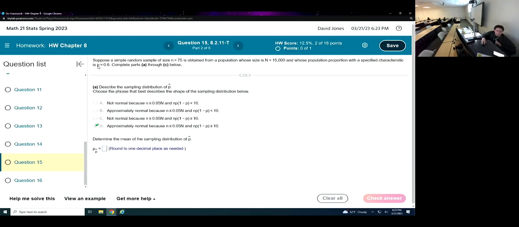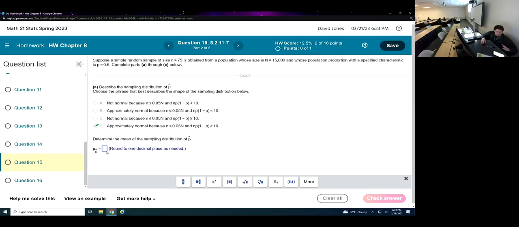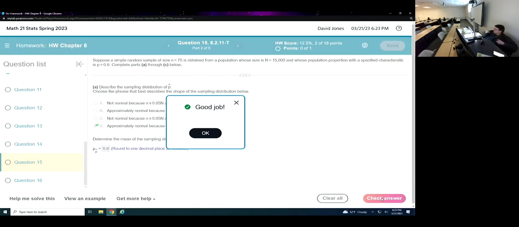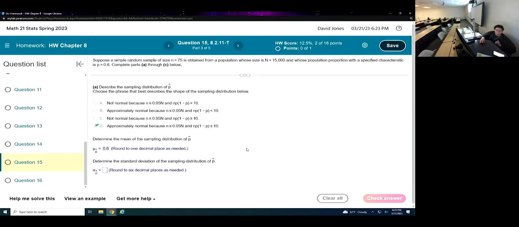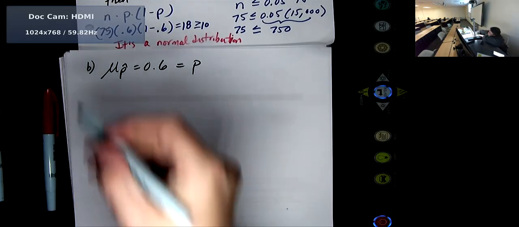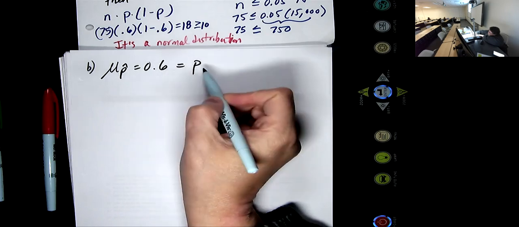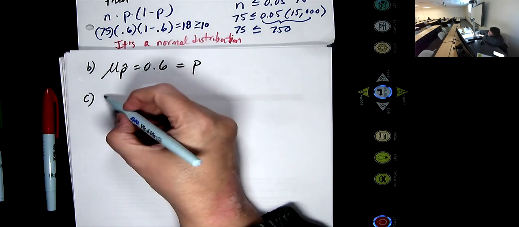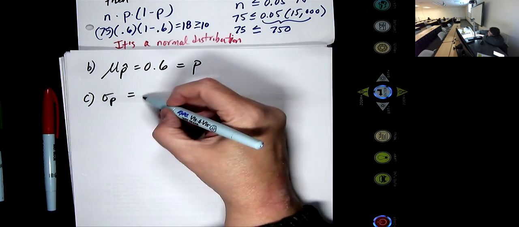So I'm going to look for my proportion. My proportion is 0.6. And I'm going to put that there. And now it says determine the standard deviation. So this is going to be some work on some paper right here, because this is messy. Finding the mean is easy. The standard proportion has an uglier formula.